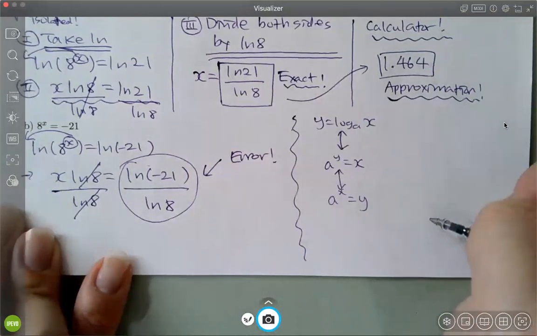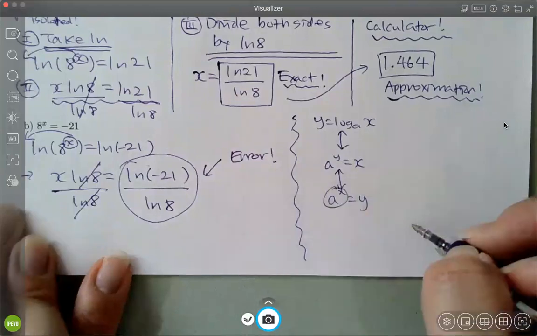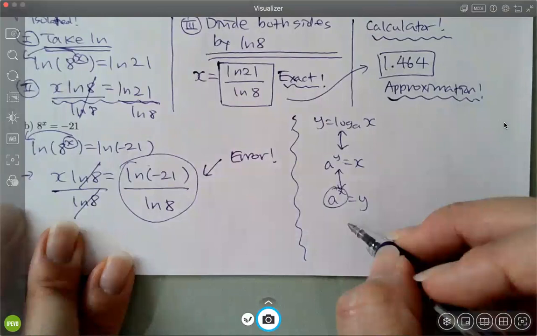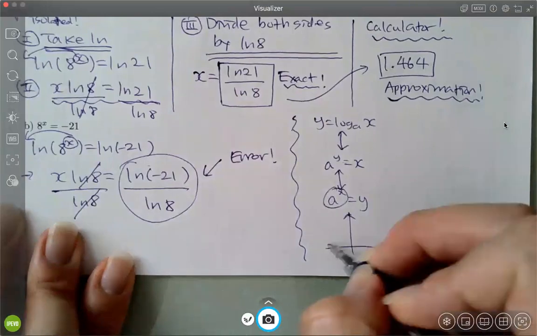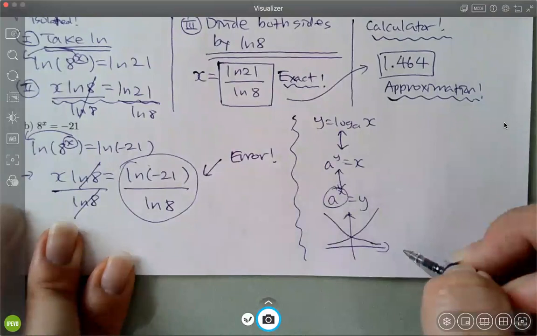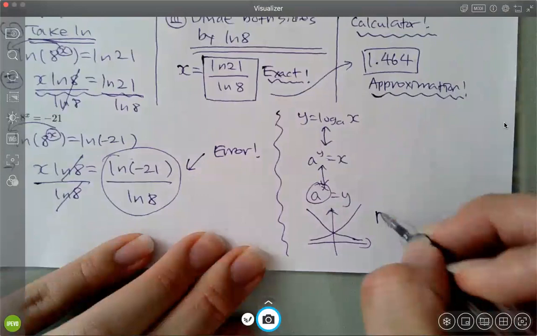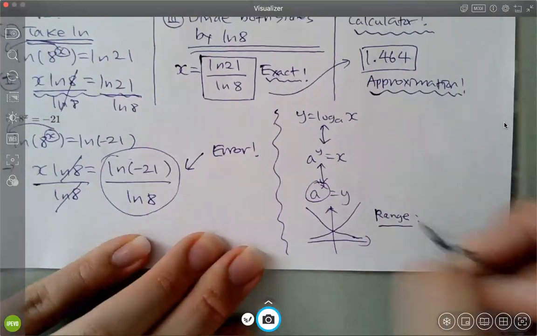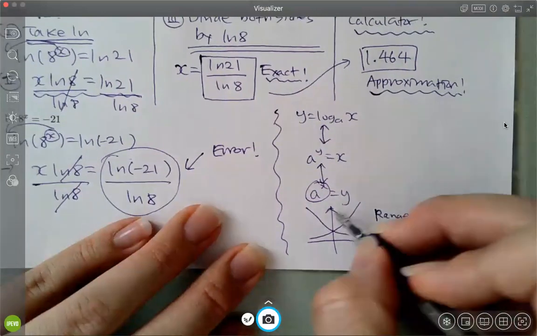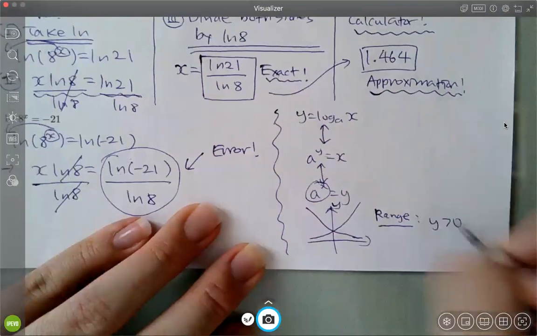And a to the x, that is the exponential function whose graph is what? This or this, right? Depending on what happens to the base. Now, what is the range of this exponential function? The range is all positive y values. So that means y is positive.